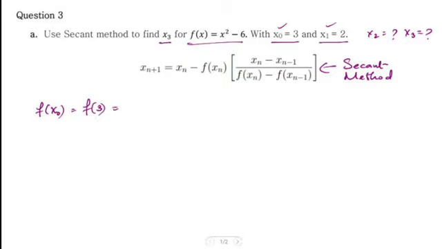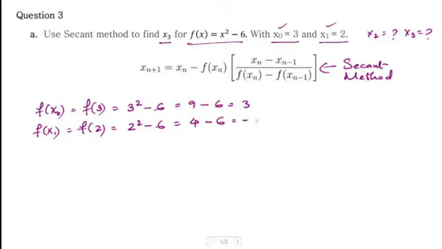The function for us is x squared minus 6, so we put the value 3 instead of x. Here we have 3 squared minus 6, which is 9 minus 6, equal to 3. Now we'll find f of x1, and x1 for us is 2. So f of 2 would be 2 squared minus 6, which is 4 minus 6, equal to minus 2.